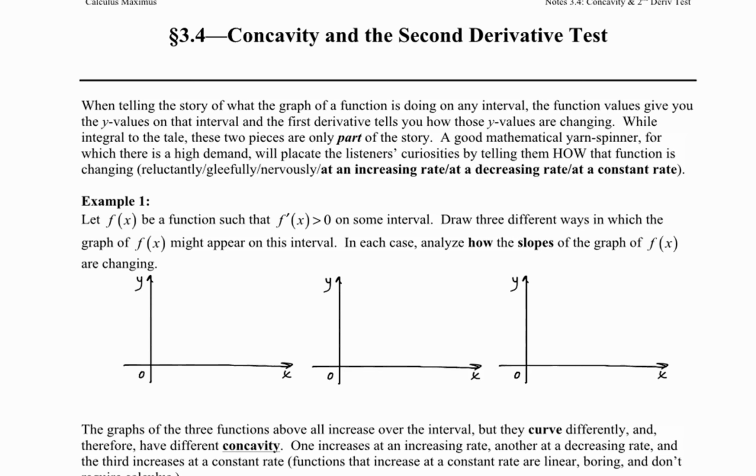Here we have section 3.4. I think this is a pretty fun section. So we're talking about concavity today. You can read through that first paragraph, but we're going to jump right to example 1.